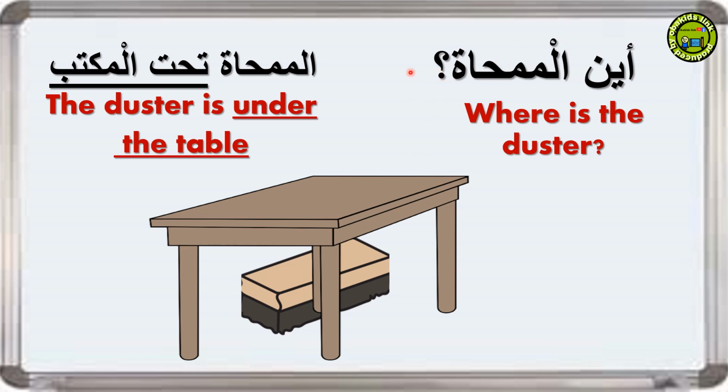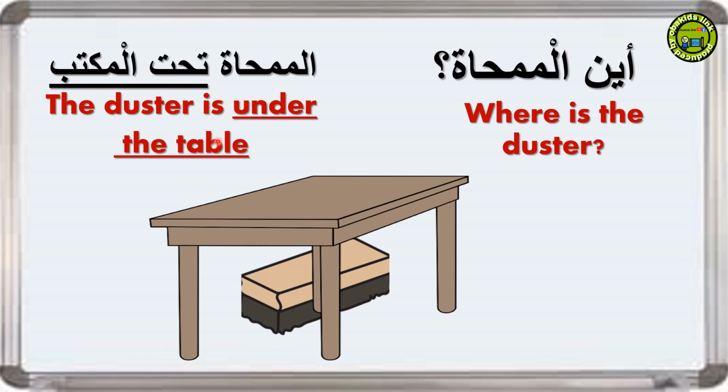The reply to it is الممحاة تحت المكتب. الممحاة is the subject. تحت is حرف جر or preposition. And المكتب is اسم مجرور. At the same time, تحت المكتب is a خبر. الممحاة تحت المكتب means the duster is under the table.